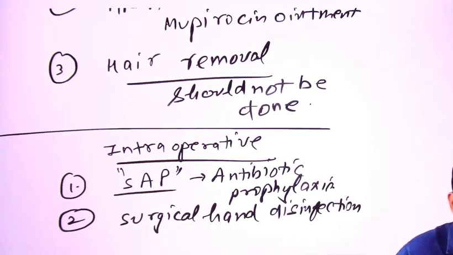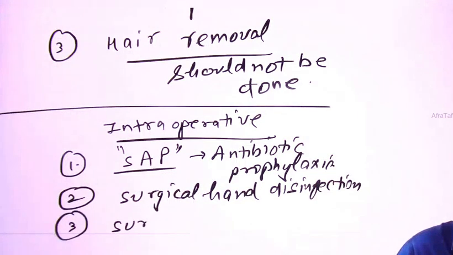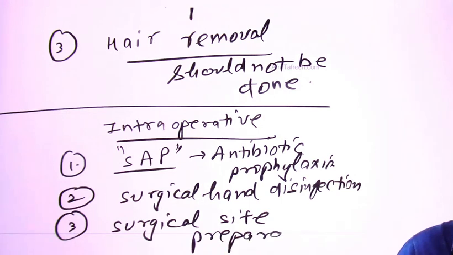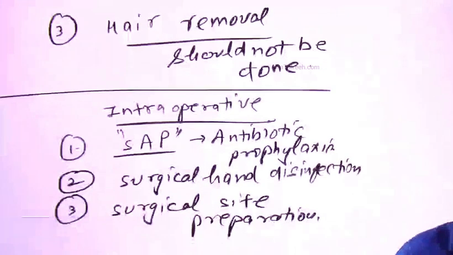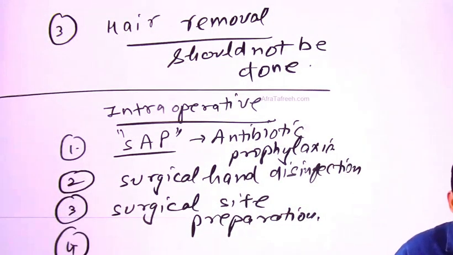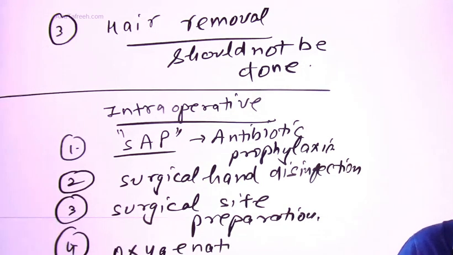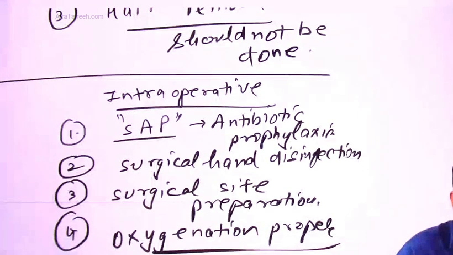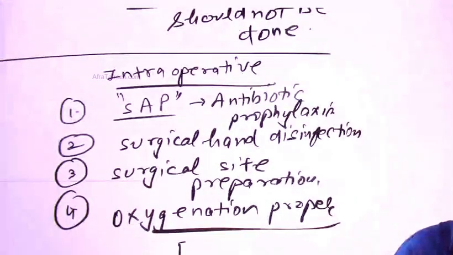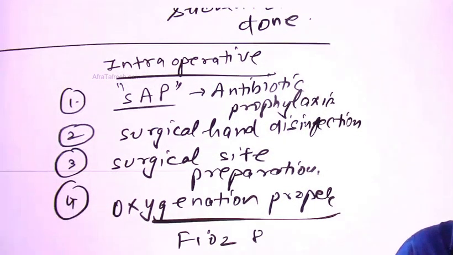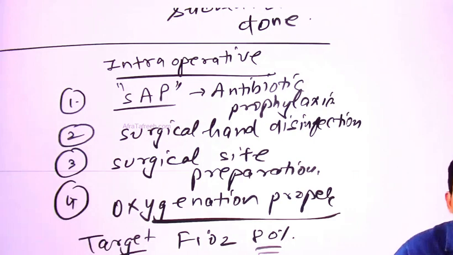The surgeon should go for surgical hand disinfection by the best possible ways. Then the surgical site preparation should be done properly. Surgical site preparation means you should use the proper chlorhexidine and all that. And within that, there should be proper oxygenation. Proper oxygenation means you maintain the FiO2, which is said to be around 80%. That should be your target.